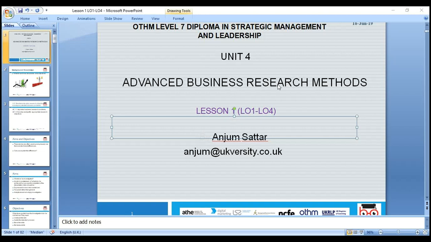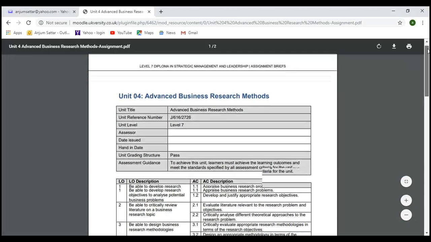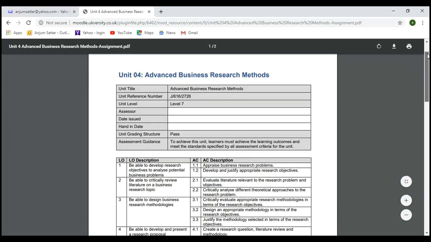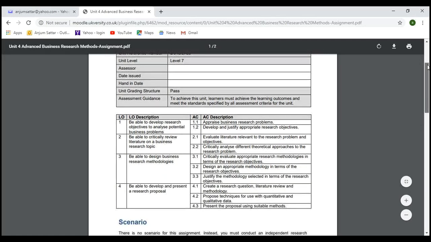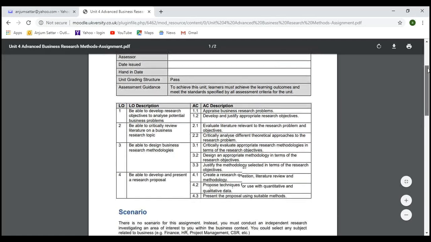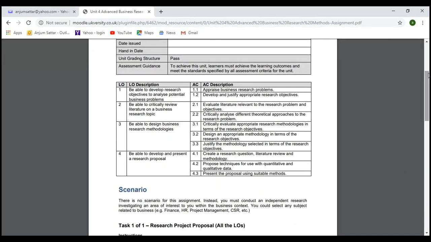So advanced business research method is about what technique and what method we can use to do research in business. Let's start. Before starting, we'll go through our learning outcomes, what we're supposed to learn. Advanced business research methods, level 7, of course, is a pass or refer criteria. And for the learning outcome, be able to develop research objectives.